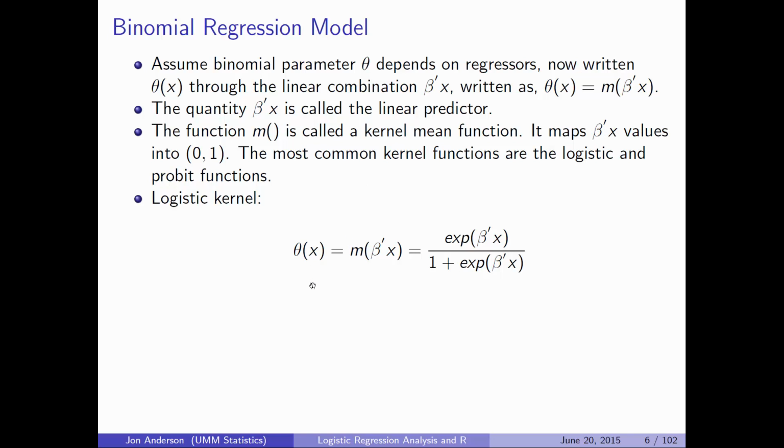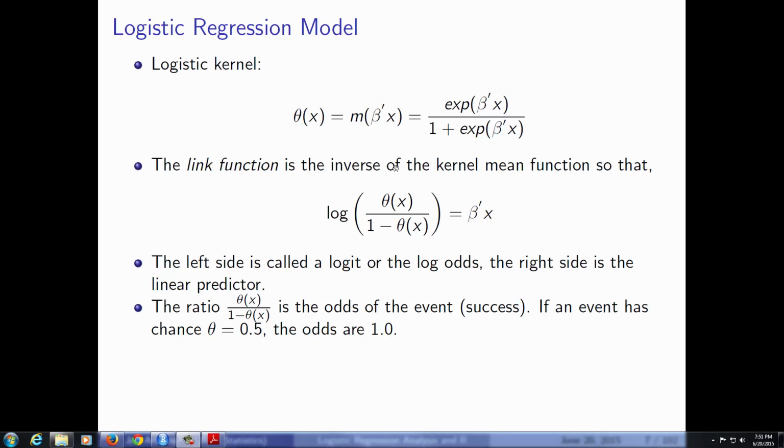In particular, the explicit function is given right here on the bottom. The probability that an event will happen for subjects or units that have characteristics x is e to the beta transpose x over 1 plus e to the beta transpose x. And so here are the predictor characteristics, and they combine in this way to make the probability of an event. So this is what's called the logistic kernel. It's the connection between the probability of the event happening and our characteristics.